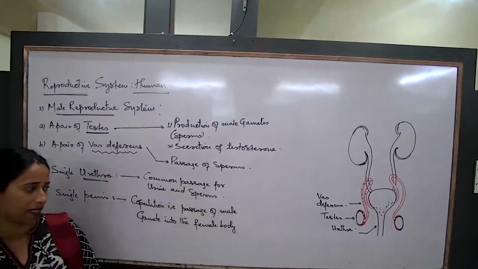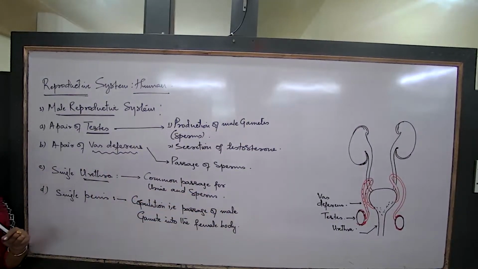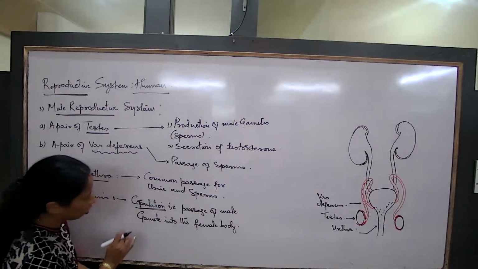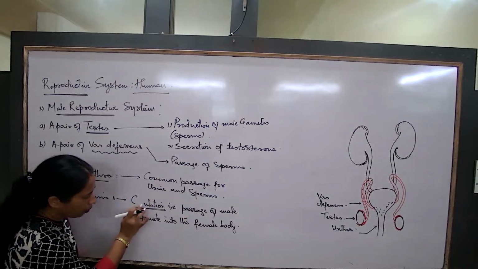So far these parts are there. But we'll also have to study accessory glands. Okay? We will study accessory glands. Copulation, come across this word, C-O-P-U.